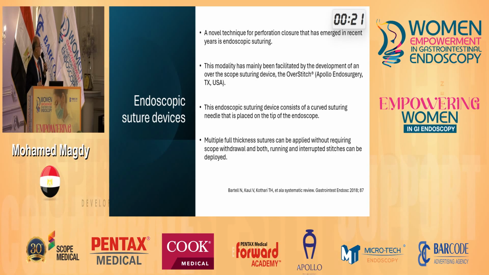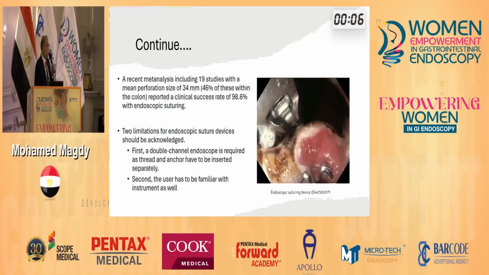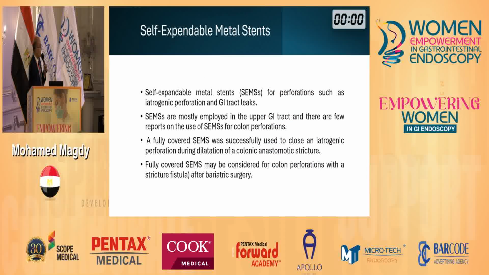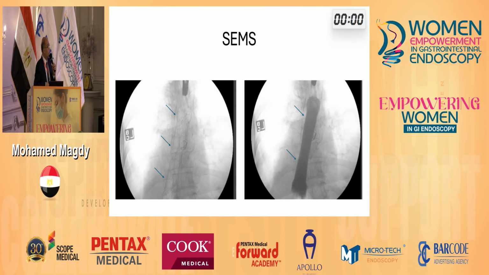The most recent is endoscopic suturing, recently described by Apollo Endosurgery. Over the scope, we have a device for suturing perforations with full thickness, but the problem here is that it needs a double channel endoscope and also someone trained or expert in this maneuver. A self-expandable metallic stent can be used when you have a stricture with a small perforation in the colon. We can put a fully covered metallic stent to completely obstruct or occlude the perforation.